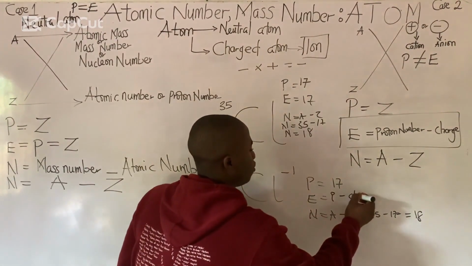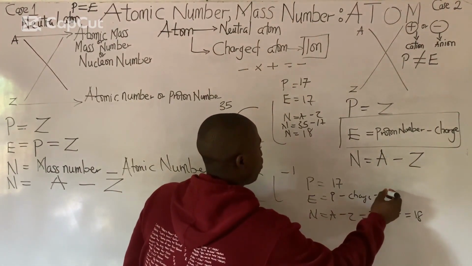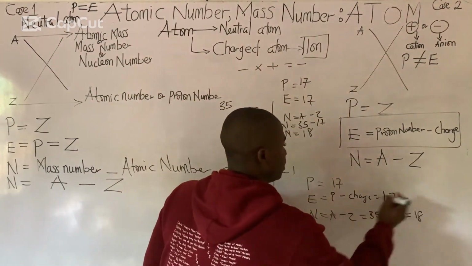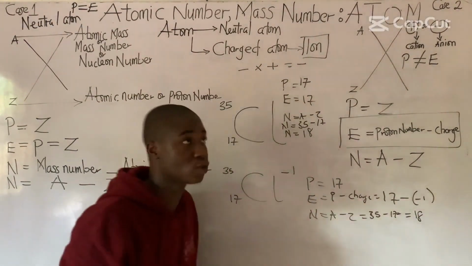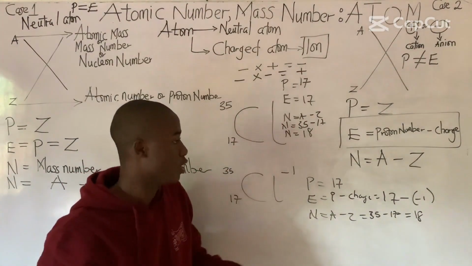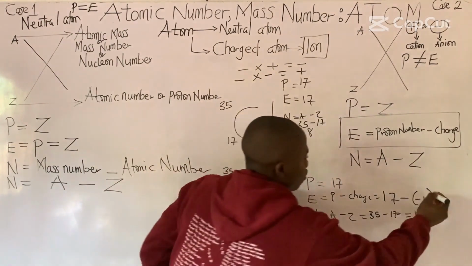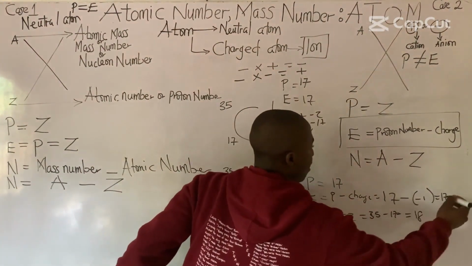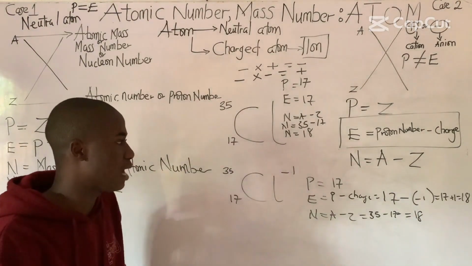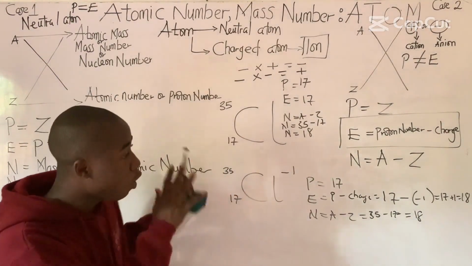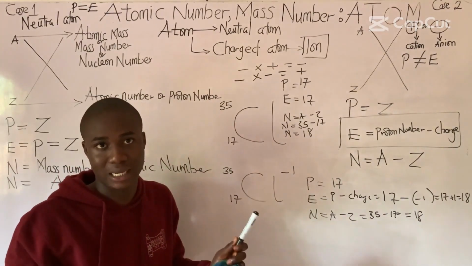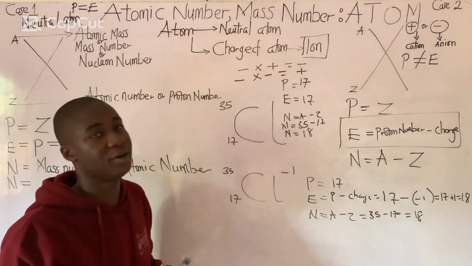How do we get our electron number? Remember, proton number minus charge. What's our proton number? 17, minus the charge. And what's the charge? -1. In mathematics, minus times minus is plus. So we have 17 plus 1, that's 18. So the electron number is now 18. All the numbers, proton, electron, neutron, are 17, 18, 18 respectively. They are all very easy.